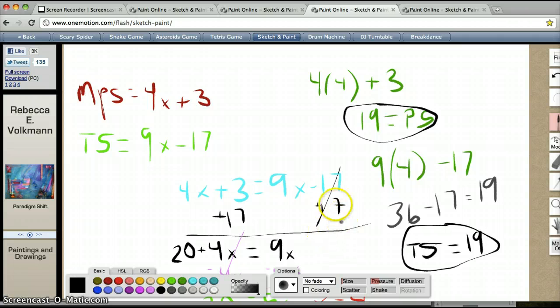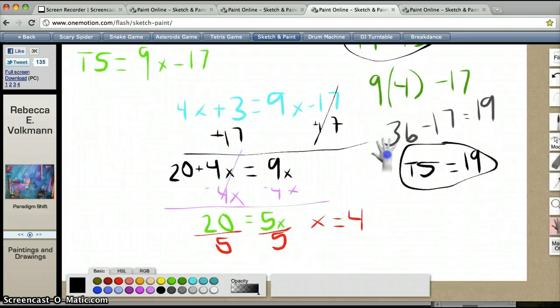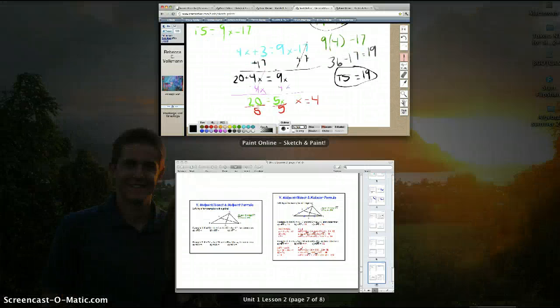So I add 17 to both sides, and I get 20 plus 4x equals 9x. Then what I did was I went ahead and subtracted 4x from both sides, so I've got 20 equals 5x, because 9x minus 4x is 5x. Then I'm trying to get x by itself, so I divide by 5, I divide by 5, and our x is 4. Now, you remember, it's not just looking for x.